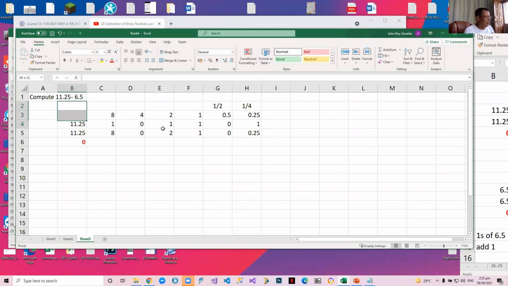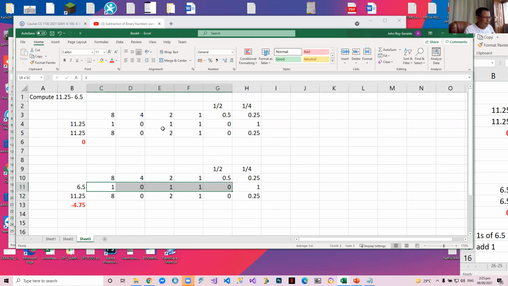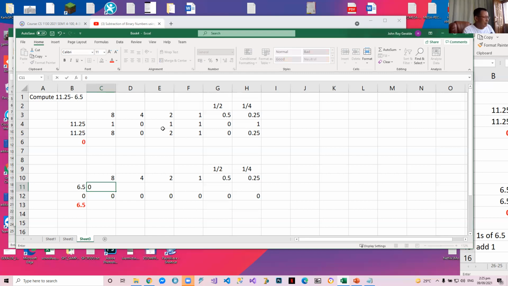Now let's do this again for 6.5. I made a mistake here earlier because I did not use the least significant bit. Okay, do you follow? Any questions so far? So this is a 0, right? Now we have to include the 0 because 11 here starts with 8. We cannot remove this 0. Do you follow? We cannot remove that 0.